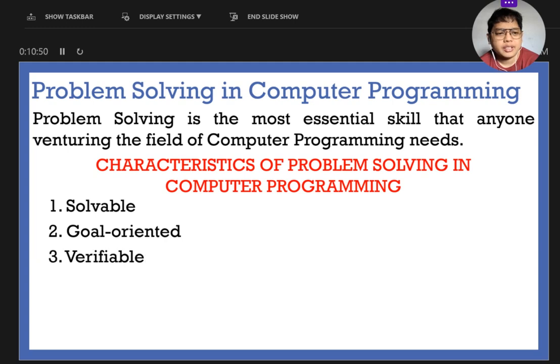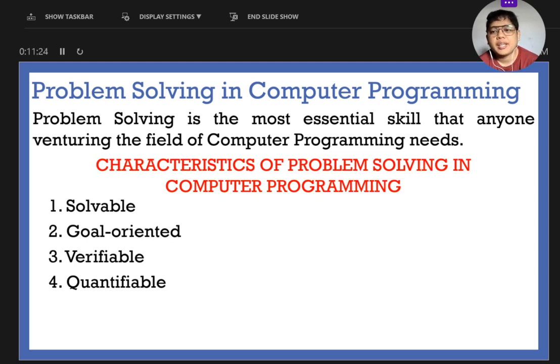Next, number three, we have verifiable. In computer programming, this refers to a program or algorithm whose correctness can be checked and confirmed, ensuring it meets the desired specifications or solves the problem accurately. So that is what verifiable means. Now we have number four, the quantifiable. So what does quantifiable mean?